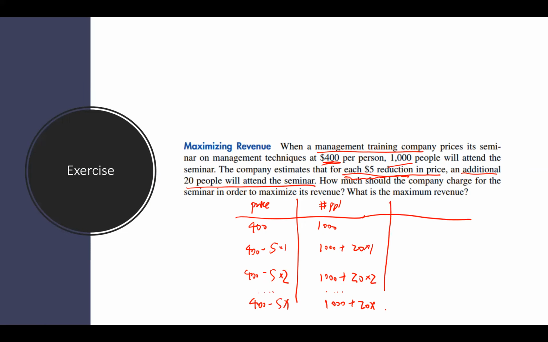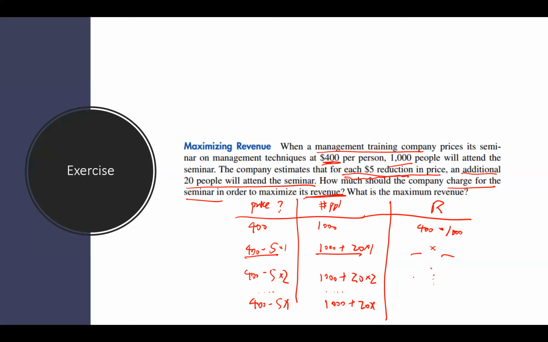Now the question asks: how much should the company charge, right? Charge means what the price should be in order to maximize its revenue. So we have this notion of revenue. Now, what is revenue? Revenue, R, is something that we can calculate, right? We have the price, and we have the number of people attending. So it's going to be 400 multiplied by 1,000 in the first case. In the second case, basically this one multiplied by this one.